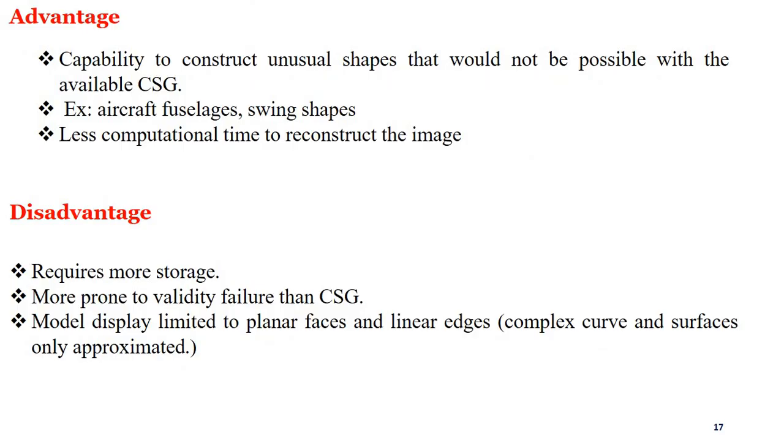Advantage: capability to construct unusual shapes that would not be possible with CSG. It means it can construct very complicated, very unusual shapes, like aircraft fuel cases and swing shapes. That requires less computational time to construct the image. Disadvantage: B-Rep requires more storage to draw or convert any model, and it is more prone to validity failure than CSG.